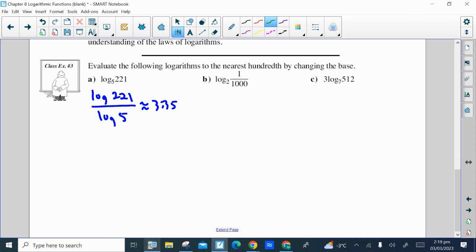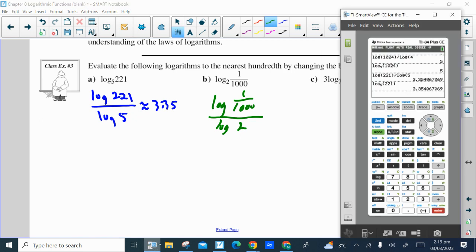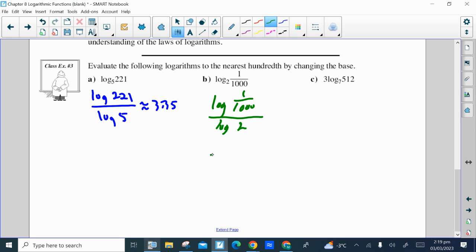So for part B, the log base 2 of 1 over 1,000 using the change of base identity would be the log of 1 over 1,000 all over the log of 2. So there's a log of 1 over 1,000, and that's now divided by the log of 2. Negative 9.97 when rounded to the nearest hundredth. So we've seen that you cannot take the log of a negative number, but sometimes when you take the log, you get a negative answer. That happens. We've seen that before.